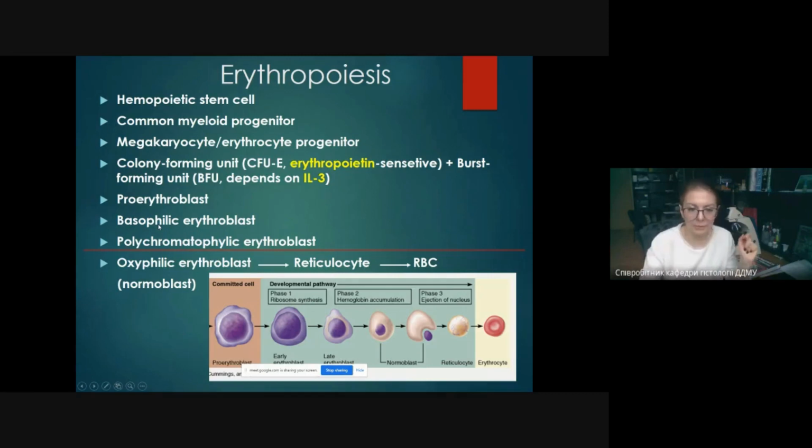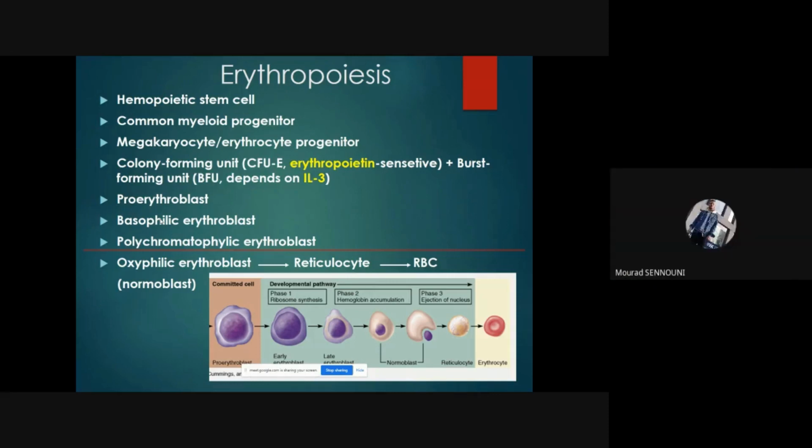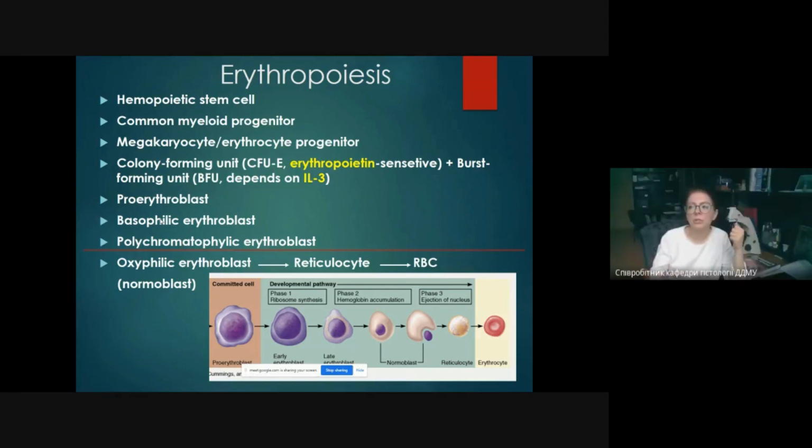Why is the erythroblast basophilic? What does it contain for hemoglobin synthesis? Basophilic because it has polysomes that synthesize hemoglobin. Exactly, polysomes, these are ribosomes, and ribosomes contain ribosomal RNA, and this RNA is negatively charged, so it gives its basophilia, because negatively charged molecules like bases, so they're basophilic.